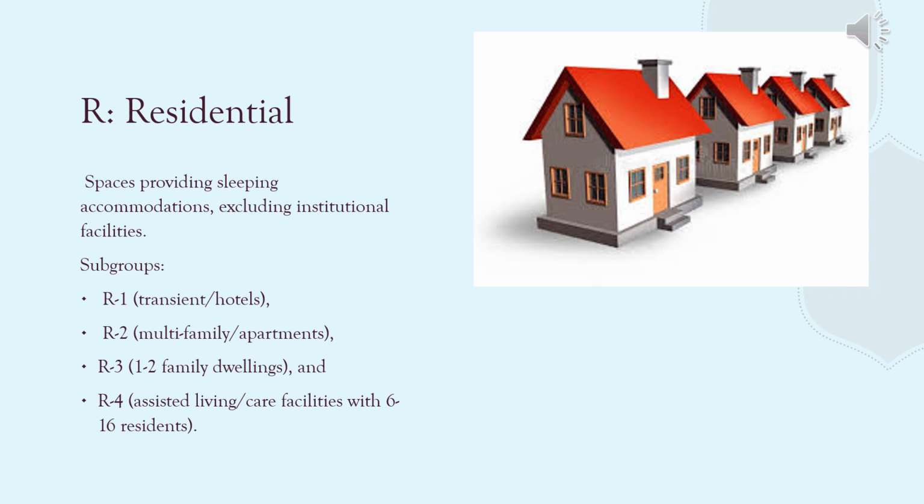So when we talk about residential, we're talking about spaces providing sleeping accommodation, excluding institutional facilities. And the subgroups are listed in 4 different categories. R1 is transient, that's like a hotel. R2 is going to be your multifamily and your apartment buildings. R3 is going to be your 1 and 2 family dwellings and townhouses. And R4 is going to be your assisted living and care facilities with 6 to 16 residents.